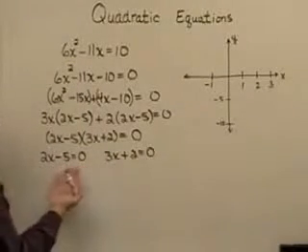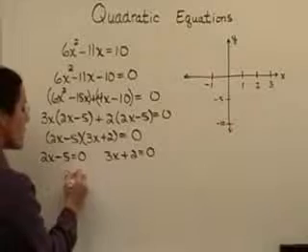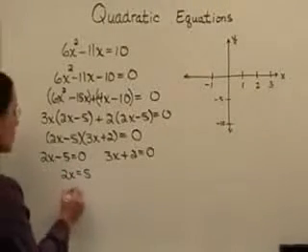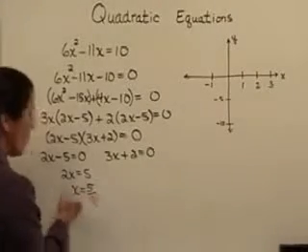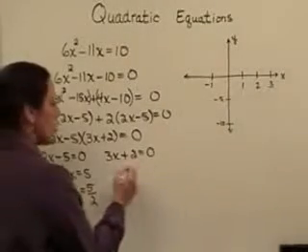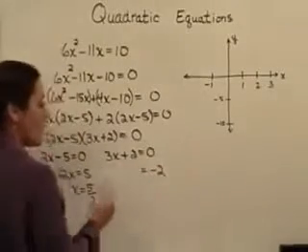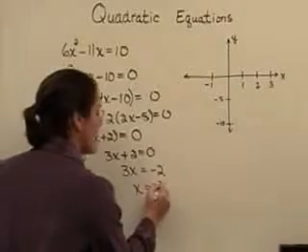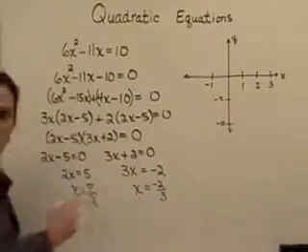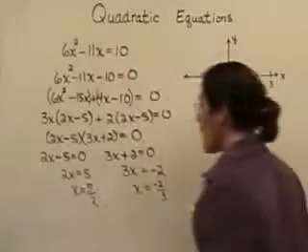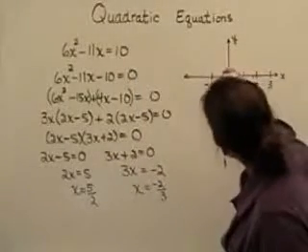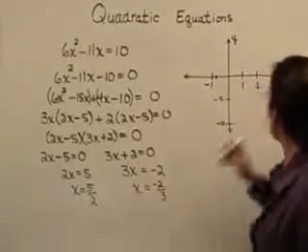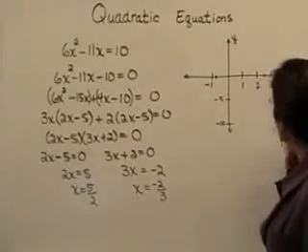So here I'll add 5 to both sides, so I'll have 2x equals 5. I'm not going to show those steps. Now I'll divide both sides by 2, and so I'll have x equals 5 halves, or 2.5. Here I'll subtract 2 from both sides, so I'll have a negative 2 over there, and then I'll divide both sides by 3, and I will have x is equal to a negative 2/3. Again, there's my two solutions. If I were to graph this, one of my solutions would cross the x-axis right there at a negative 2/3, and one of them would cross right here at 2.5.